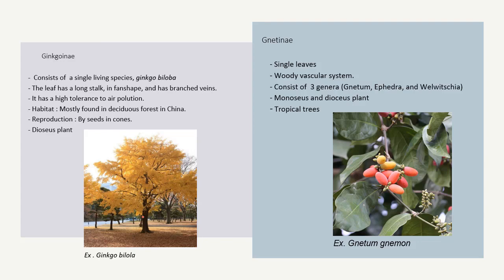And then the last is Gnetophytes. We have three actually. The most common one we can find is Gnetum or Melinjo, while Ephedra and Welwitschia are quite difficult to find, especially in our environment, because they live in different environments. In our tropical countries, mostly we find only Gnetum.